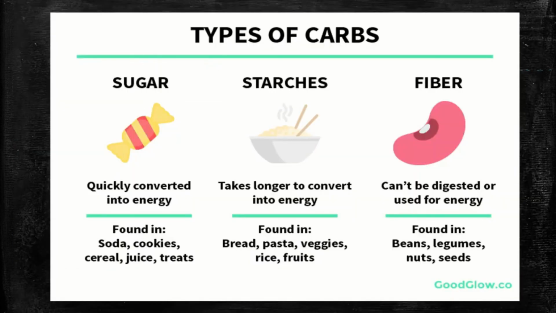So what are the different types of carbohydrates? We have sugar. These are the simple carbohydrates. Next, we have starches. They take longer to convert into energy. And then we have fibers, or the carbohydrates which cannot be digested or used for energy. Examples of these are beans, legumes, nuts, and seeds. Another example is the vegetables that you eat.